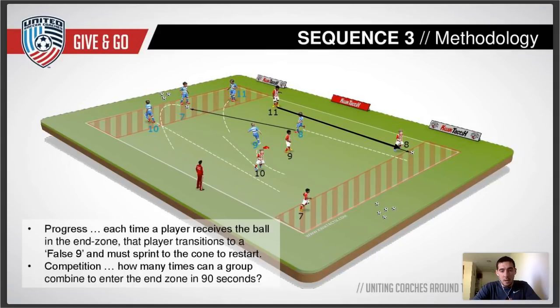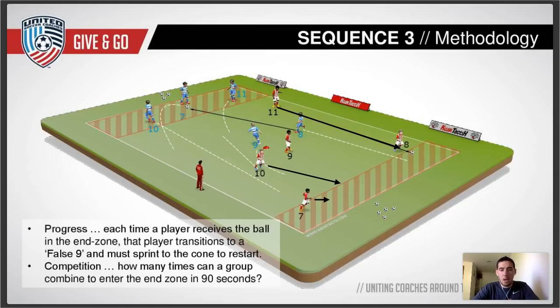The 9 immediately gets back to that cone as quickly as possible while all other players are drifting in to the end zone. And what we could progress to here is we could actually progress to the player that receives the ball. So in this instance, this would be the 8. They now switch roles with the 9, and they transition to becoming the false 9.